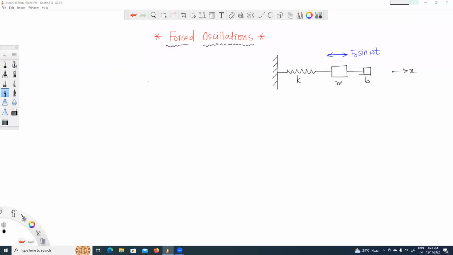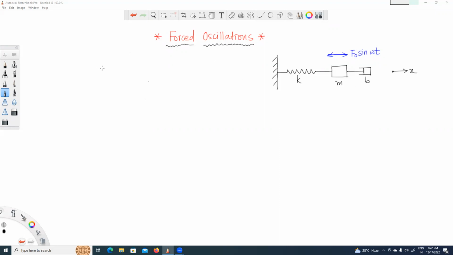In this video, we'll study forced oscillations. So I have already drawn the figure for this forced oscillations. Let us consider our usual spring mass damper system. Here we have the figure for the spring mass damper system. We have a spring of spring constant K that is attached to a mass M, and we have a damper with a damping constant B.